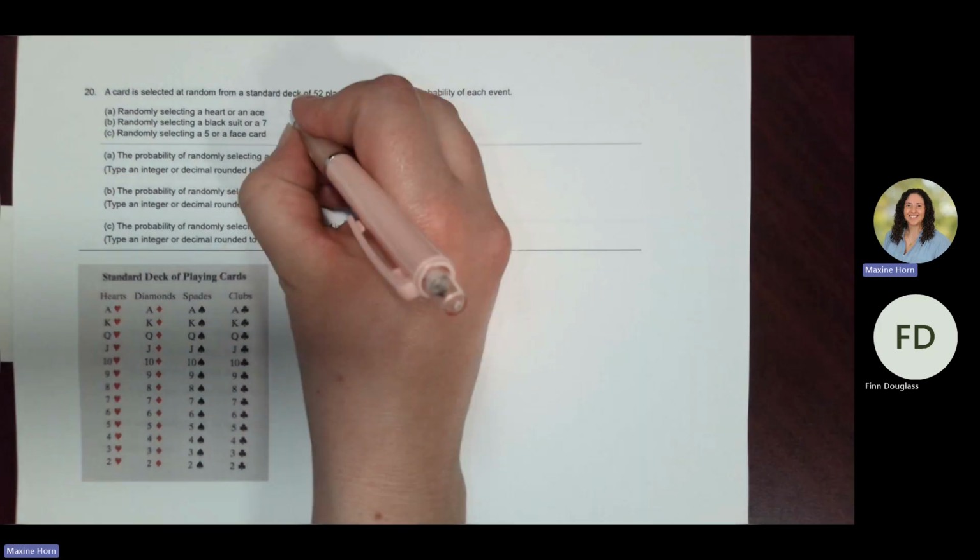Okay. A card is selected at random from a standard deck of 52 playing cards. Find the probability of each event. Okay, randomly selecting a heart or an ace. So remember the addition rule.